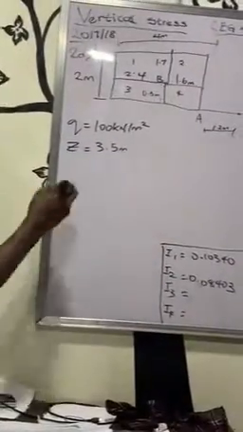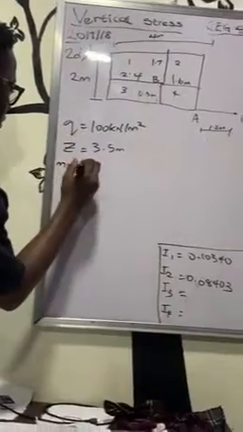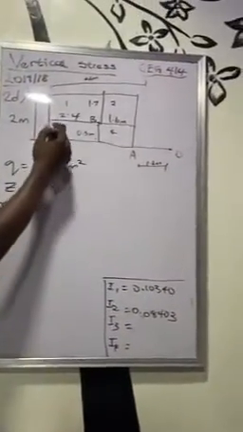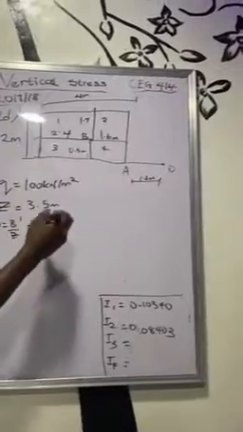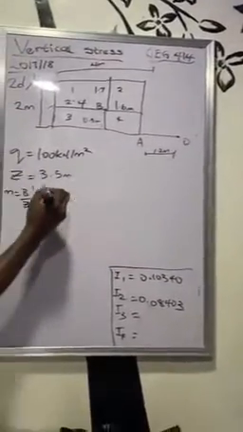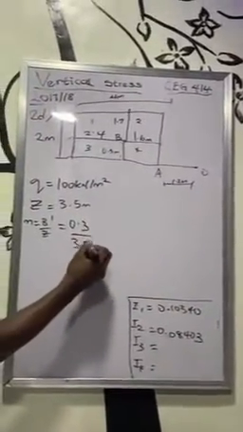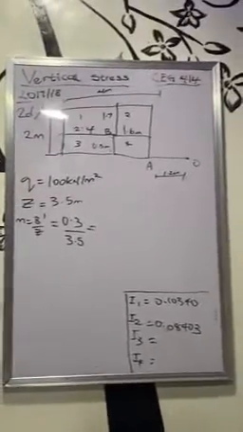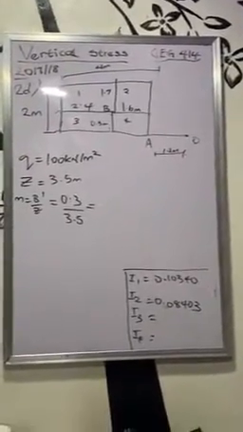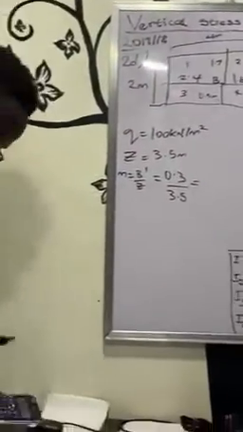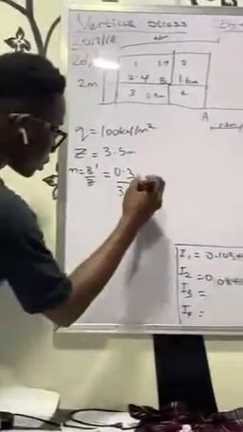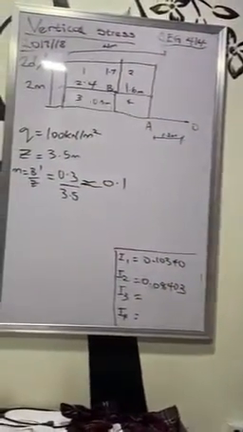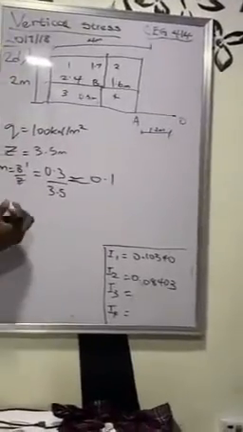For rectangle 3, M is B prime over Z. This is 3. My B now is this place, this height, which is 0.3. My depth does not change, 3.5. And here we're going to do this 0.3 divided by 3.5 gave 0.085. So I'll just approximate 0.085 to become 0.1, because the stress of interpolation wastes time and you don't get marked for that.